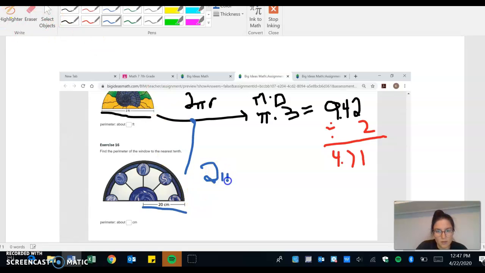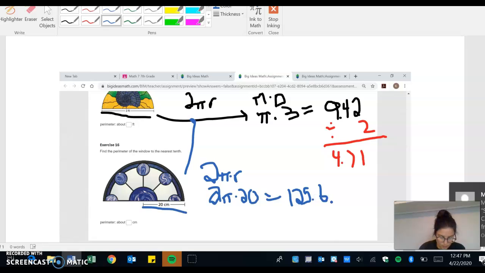2 times pi times r. The radius is 20, so 2 times pi times 20, which is your radius. So 2 times 3.14 times 20. That would be, I got 125.6. Let me do that again, just to double check.